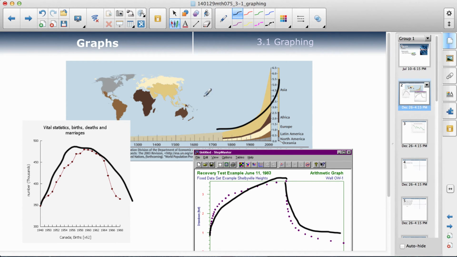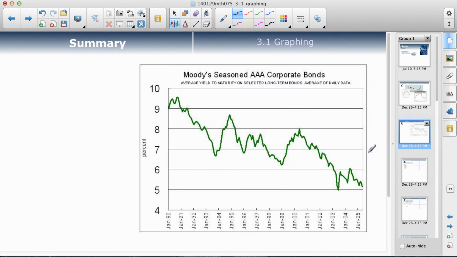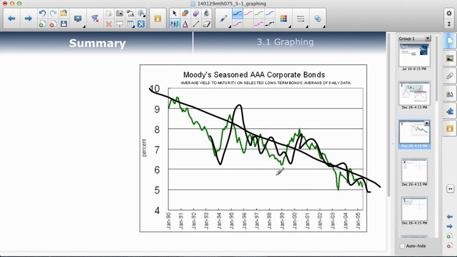In order to deal with graphs or look at relationships between things, we need to be comfortable with plotting points and looking for those patterns. For example, in this one, we're looking at some corporate bonds. It almost looks like there's a downward trend. Yeah, there's a few bumps and mountains and valleys, but typically we're looking at a downward trend.